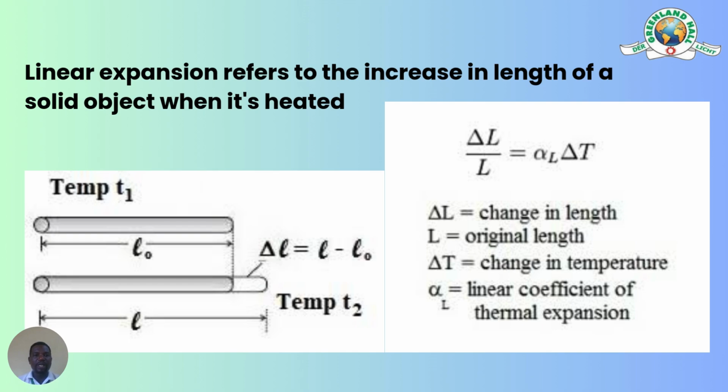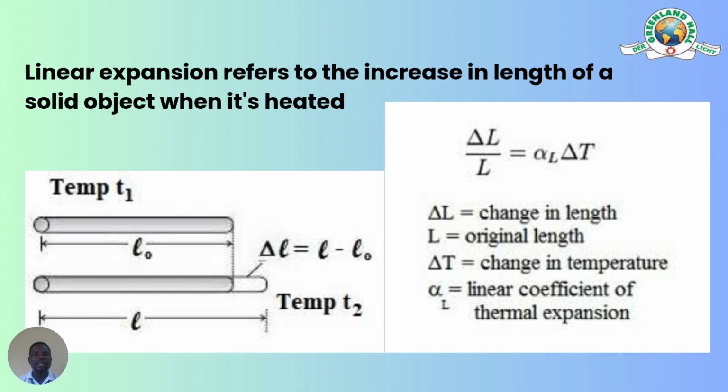Now, linear expansivity refers to the increase in length of a solid object when it is heated. Look at the first diagram. L naught means the original length. When the iron bar is subjected to a very high temperature, look at the new length. To find the increase in length, or the change in length, you subtract the original length from the new length. So, change in length is equal to L minus L naught.